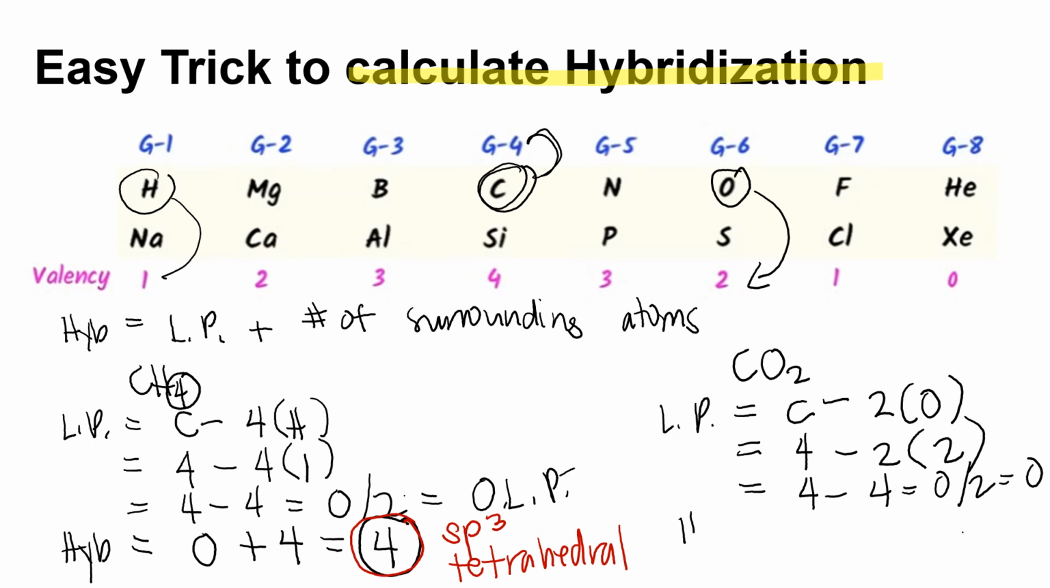So for the hybridization, 0 plus how many surrounding atoms? You have here 2 surrounding atoms. That means you have 2 orbitals. For 2 orbitals, you have sp. Only 2. And for sp, you have a linear structure.